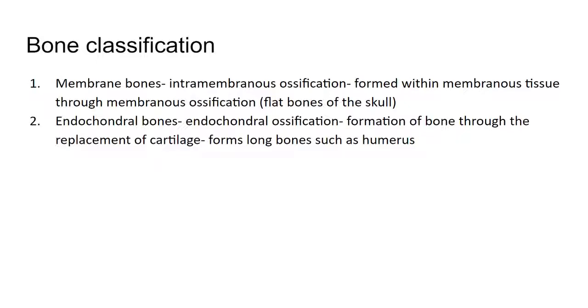Endochondral bones, it's called endochondral ossification. These are going to form through the replacement of cartilage. All right, so you'll actually see a piece of cartilage that looks and is shaped like a bone, but then these bones kind of form from the inside out from this piece of cartilage, which will then create the long bones, such as the humerus. Membrane bones, a great example would be the flat bones of the skull.